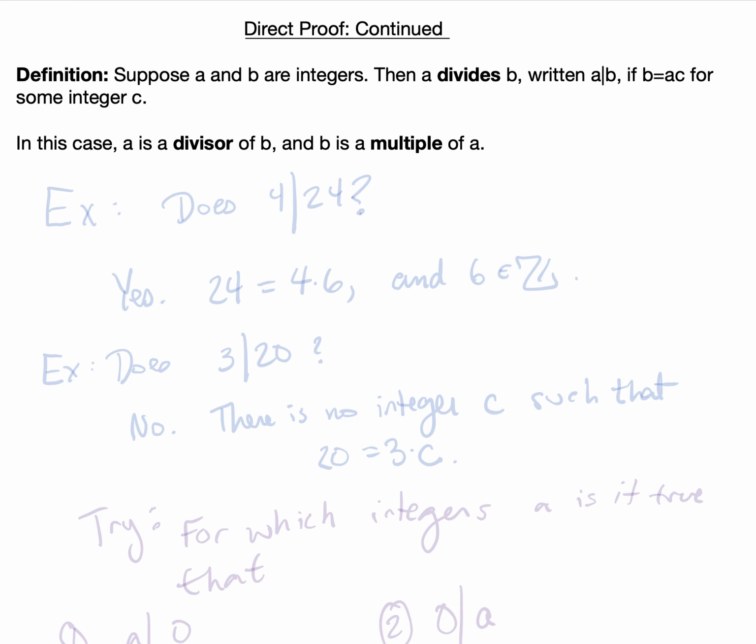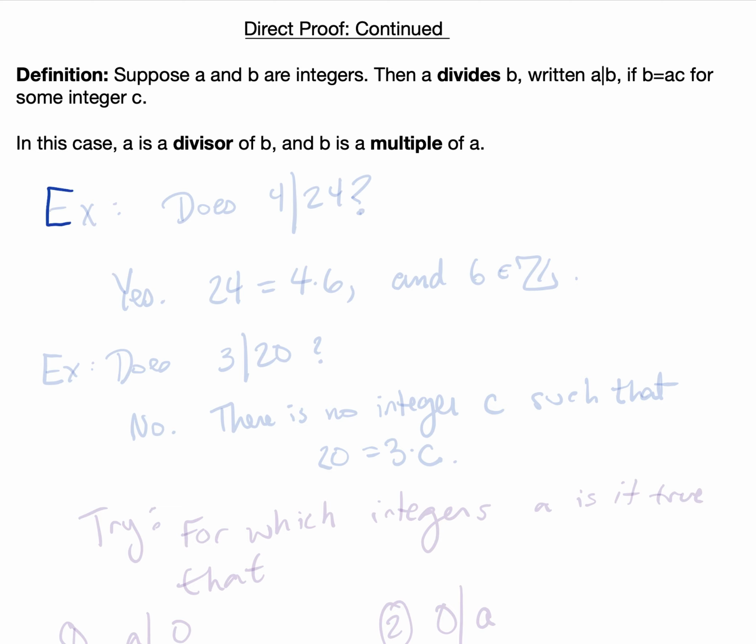This is a continuation of Chapter 4, Direct Proof. So the first few proofs that we look at in this chapter are going to use the definition of a divides b. So the definition is this: suppose that a and b are integers, then a divides b, written a | b, if b is equal to a times c for some integer c. In this case, a is a divisor of b and b is a multiple of a.